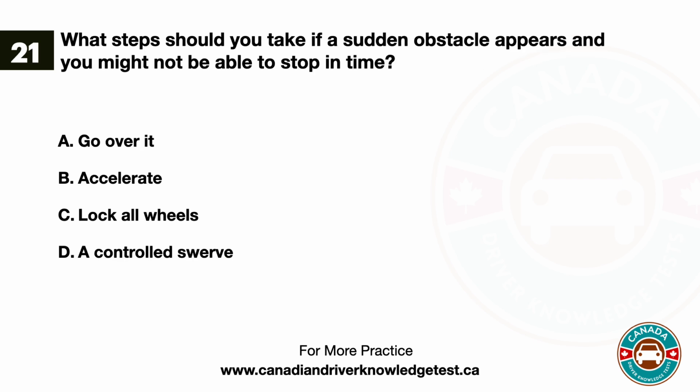Question 21. What steps should you take if a sudden obstacle appears and you might not be able to stop in time? A. Go over it. B. Accelerate. C. Lock all wheels. D. A controlled swerve. The answer is D. A controlled swerve.